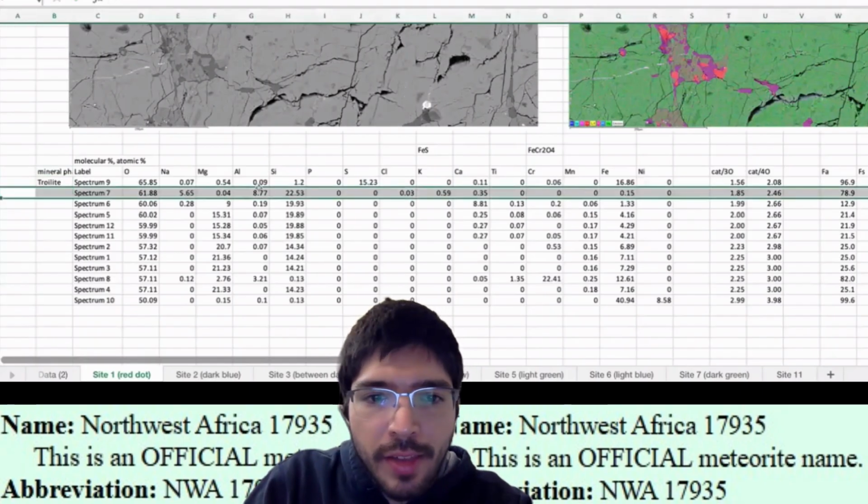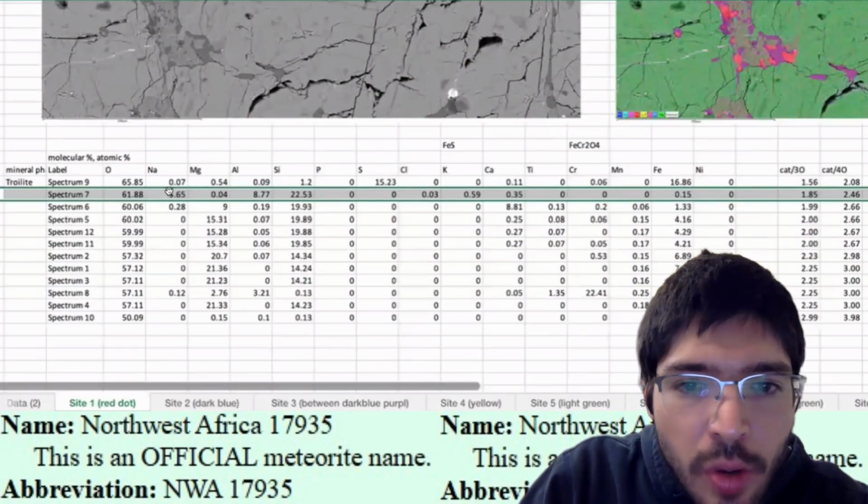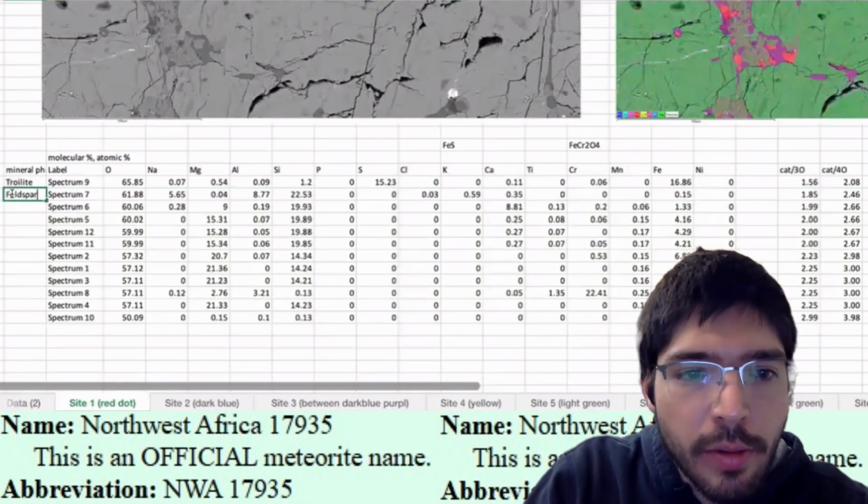So this, I'll just say what this looks like to me. This looks like a sodic feldspar. So feldspars, of course, in ordinary chondrites tend to have a lot of sodium, not very much calcium. And this is sort of what it looks like. So I'm just going to put feldspar here.